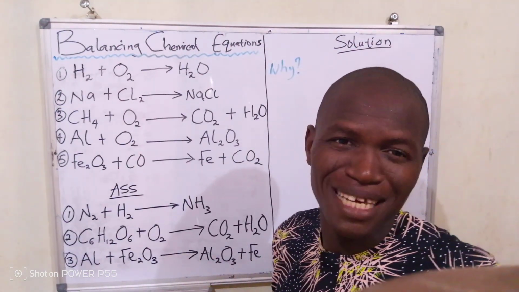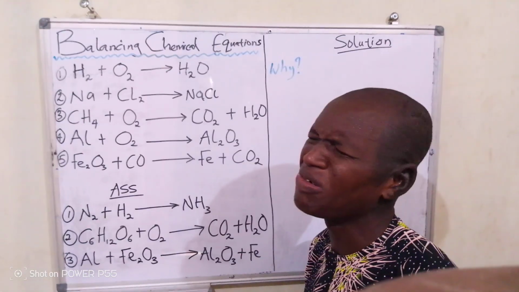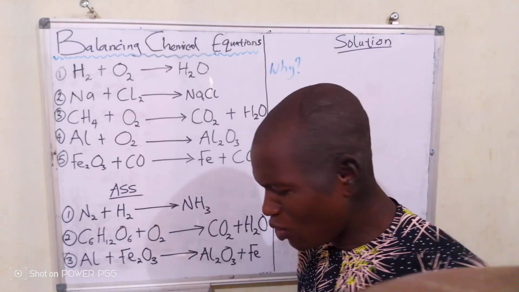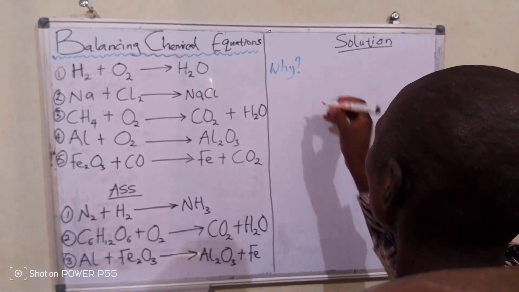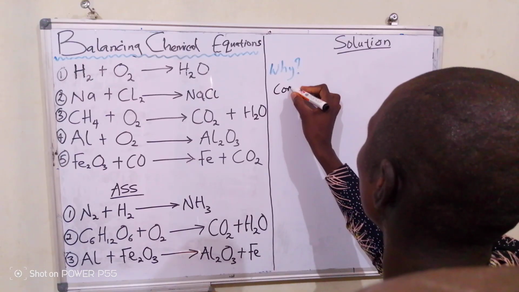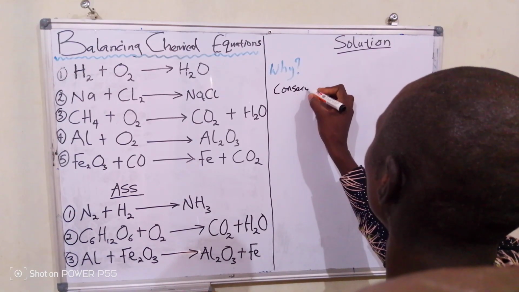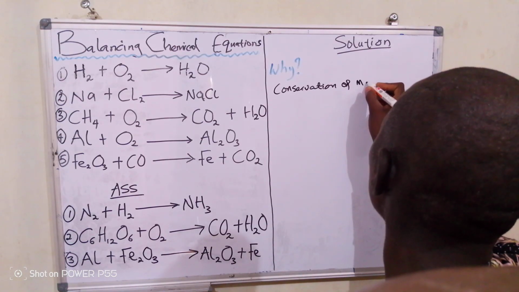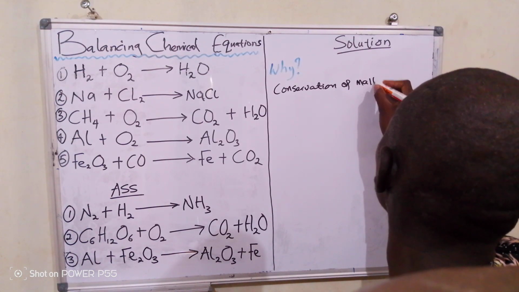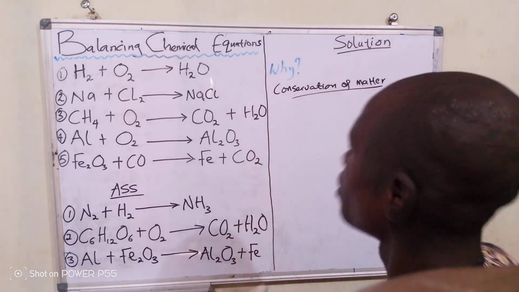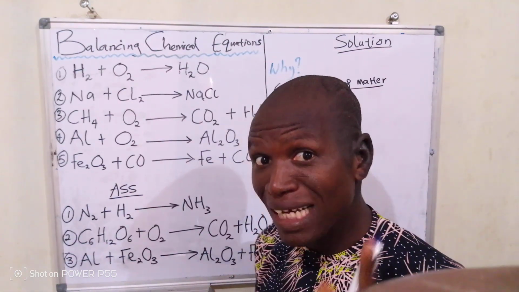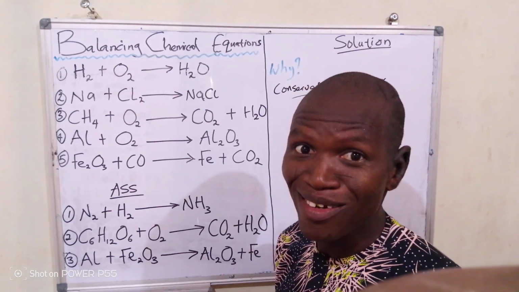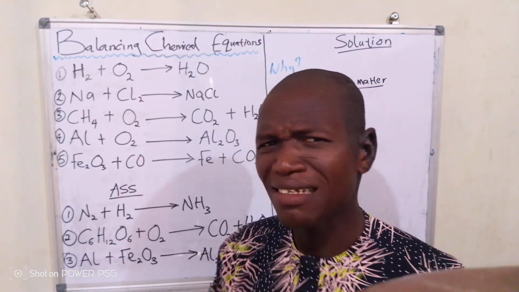Why do we balance chemical equations, by the way, you ask? All this stuff all the time, balancing chemical equations. Why do we do that? Alright, I want to remind you of the law of conservation of mass. Conservation of mass of matter. Do you remember that? Matter can neither be created nor destroyed. Do you remember this law? Very important.